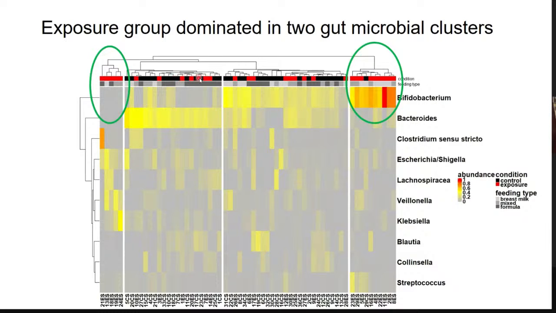This bar shows the red is from the exposure group and the black is from the control group. Each column is one subject, and each row is one bacterial genus. So you can see here, in total, only 1 of the subjects is from the control group, but 14 out of 29 subjects in the exposure group are within these 2 clusters.